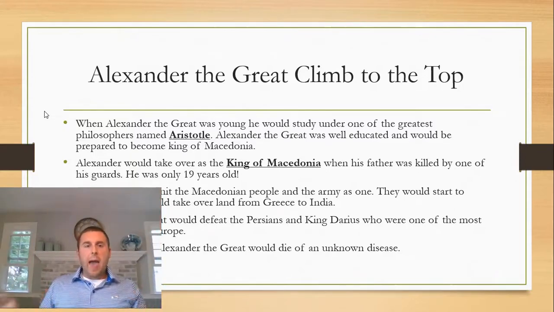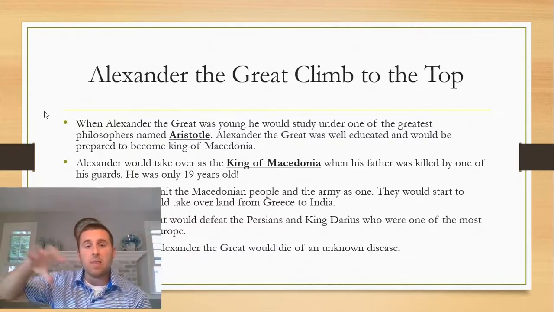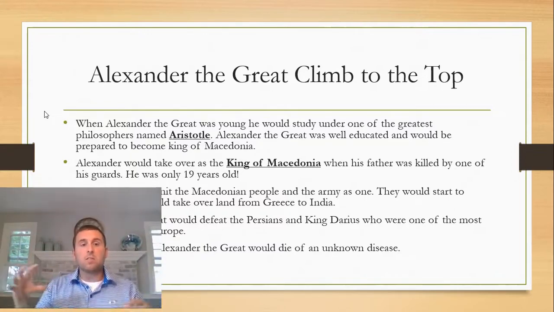As he was going through, he would have people who were living in these different empires start to become part of the Macedonian kingdom. He wanted them to be citizens and wanted them to respect him as the king. This is how he was able to keep control of his empire. The people started to buy in and they became united as well.